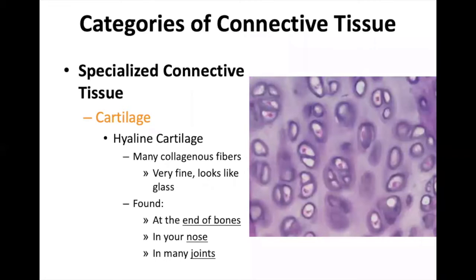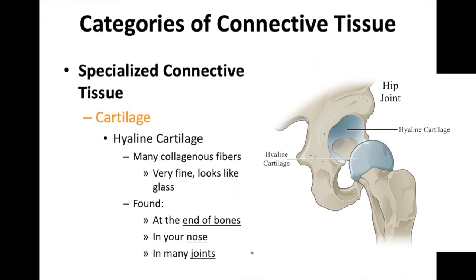We have different kinds to worry about. Hyaline cartilage, many collagenous fibers, a whole bunch of collagen here, guys, because this is very, very thick stuff. Look, again, this is the glassy one I kept mentioning. You're going to see this at the end of bones so that your bones don't get worn down when they rub past each other in the joints.